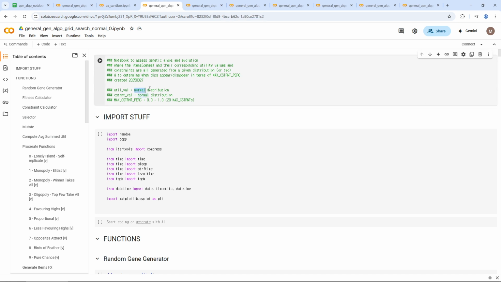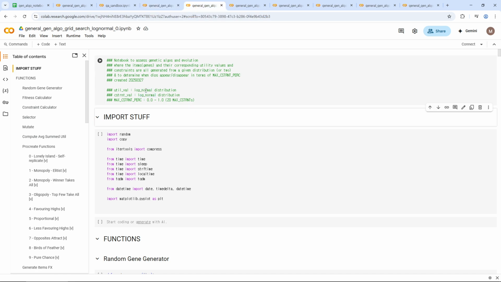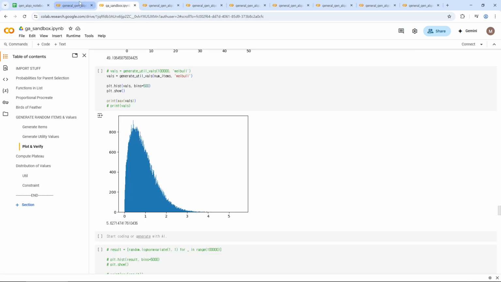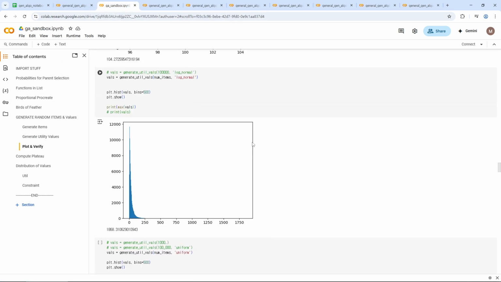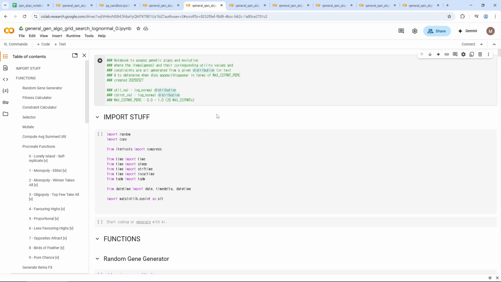Now let's check. Let's do it with log normal distributions. Now, what does a log normal distribution look like? Like this, a skyscraper, or one half of a Burj Khalifa. Of course, this is when 100,000 items are sampled, but that's what it looks like.